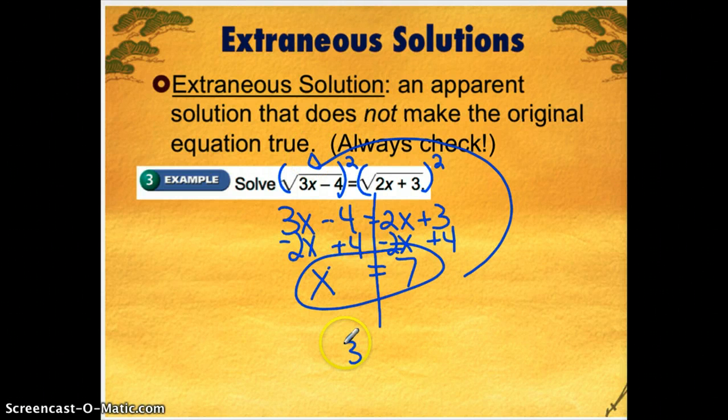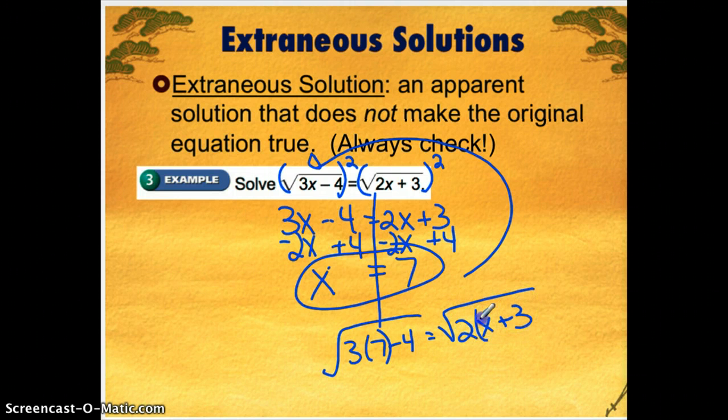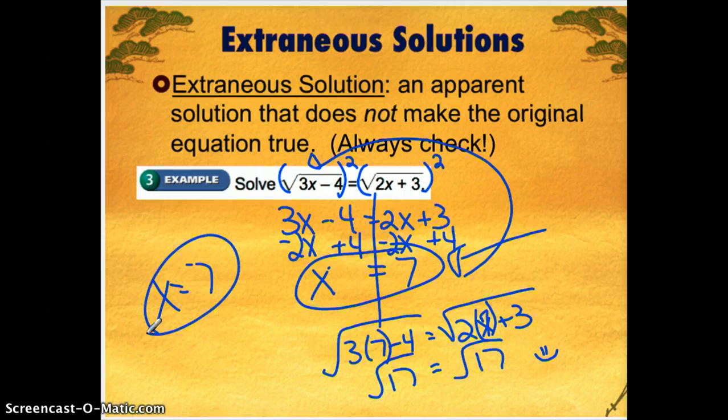So then I have the square root of 3 times 7 minus 4 equals the square root of 2x plus 3, and that's going to be 7 again. I'm going to substitute that in. So 3 times 7 is 21, minus 4 is 17. So square root of 17, 2 times 7 is 14, plus 3, 17. Square root of 17 does equal square root of 17. That's nice. So this is a case where we don't have an extraneous solution. x equals 7, it works, we're right. Okay, let's try a couple more though.